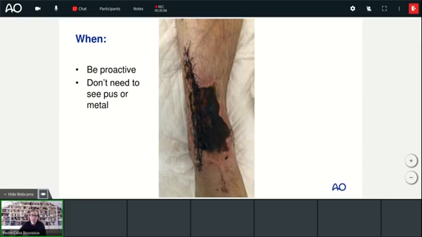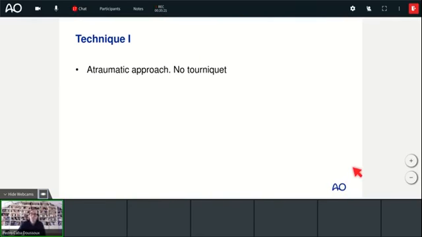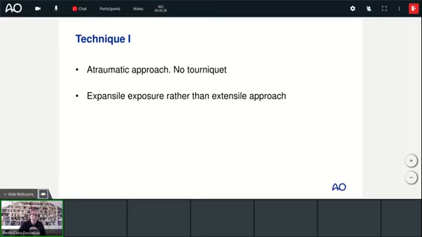Don't wait until all the skin is necrotic, because what you will find below is this. So this is a very, very bad case, treated late. So for technique, of course, an atraumatic approach, tourniquet, if you want, you can put it on, but not inflate. And always in infection, an expansive approach rather than extensile. So you start in the worst part of the wound and you expand your incision as you see the amount of infection.